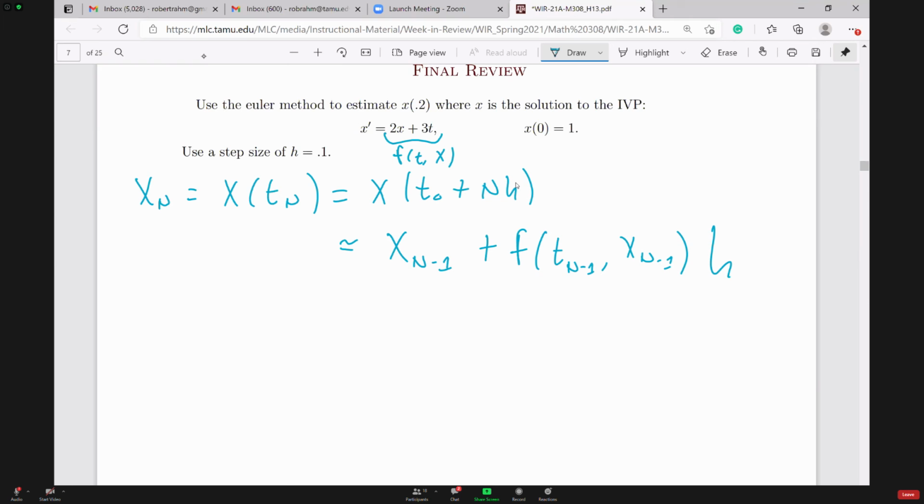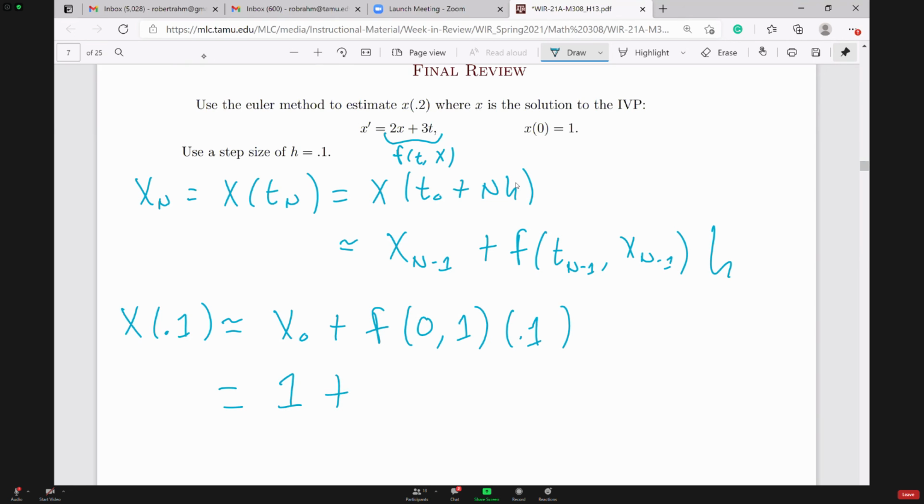Okay, so we want x of 0.2. The way we do this is we find x of 0.1 and we use that to find x of 0.2. So x of 0.1 is approximately equal to x0 plus f of t0, x0, which is f of 0, 1, times 0.1. Okay, x0 is 1. If t is equal to 0 and x is equal to 1, this is just going to be 2 times 0.1, or 1.2. Okay, and this is what we call x1.